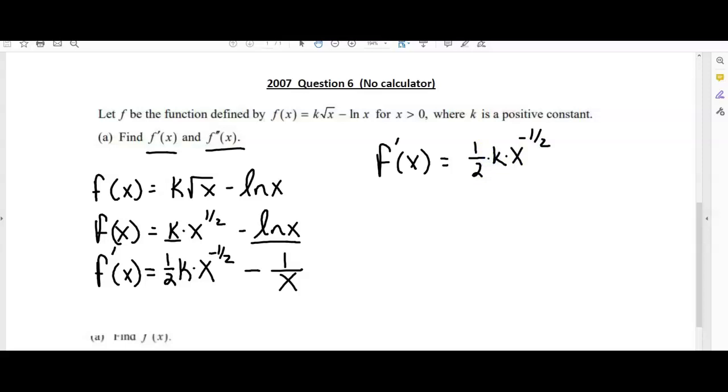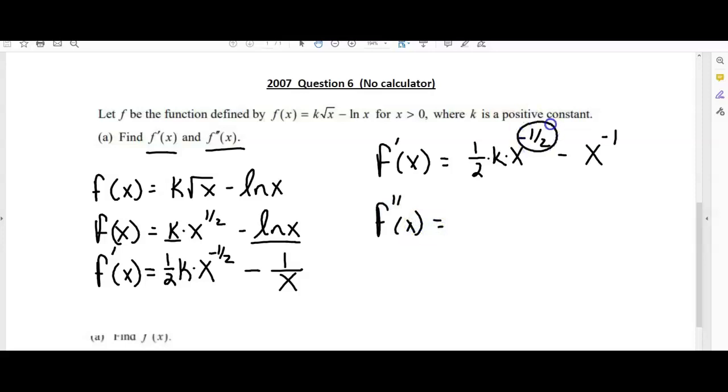But the 1 over x I'm not happy with. I want to rewrite that as x to the negative 1. Remember, anytime you have 1 over, or a number over an x to a power, we're going to move the x to the top and make the power a negative. And now I'm going to go ahead and write f double prime. So now we can do the second derivative.